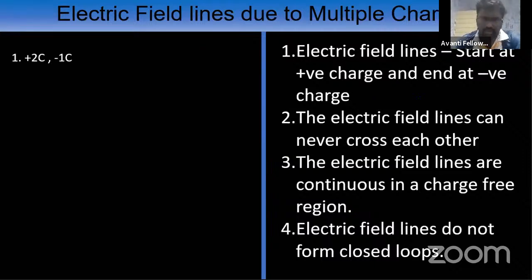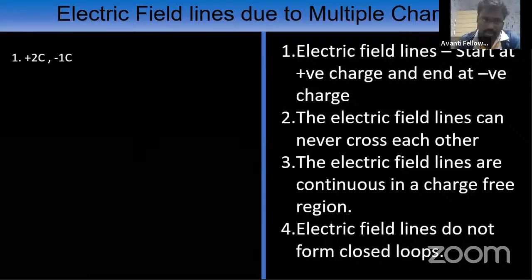What are the steps to draw electric field lines for multiple charges? So the steps are the same. Electric field lines start at a positive charge and end at a negative charge. The electric field lines never cross each other. Electric field lines are continuous in a charge-free region, and electric field lines never form closed loops.